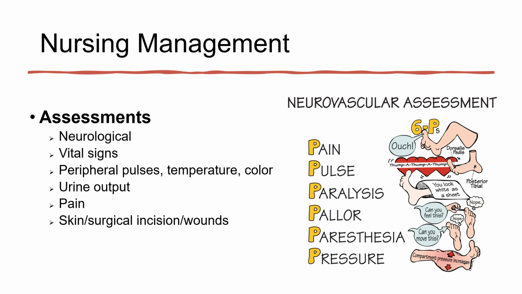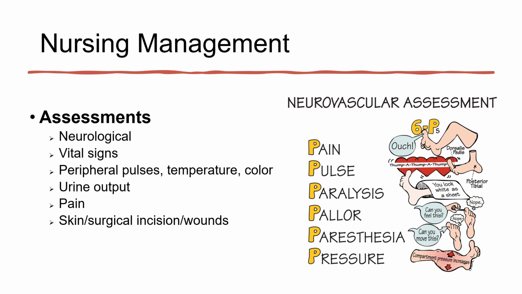So you can use the 6P: pain, pulse, paralysis, pallor, paresthesia, and pressure. So pain, you're going to ask the patient, can you feel this? As you touch there, yes. Pulse, you're going to check for pulses. They should be equal bilaterally, palpable. Paralysis, is it moving? Can they not move it?